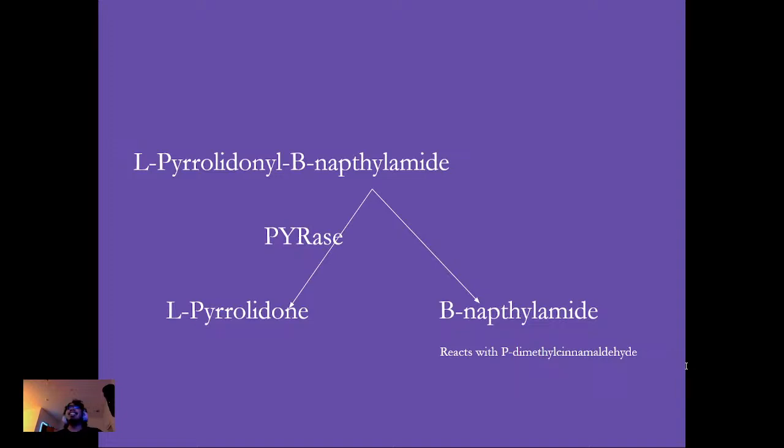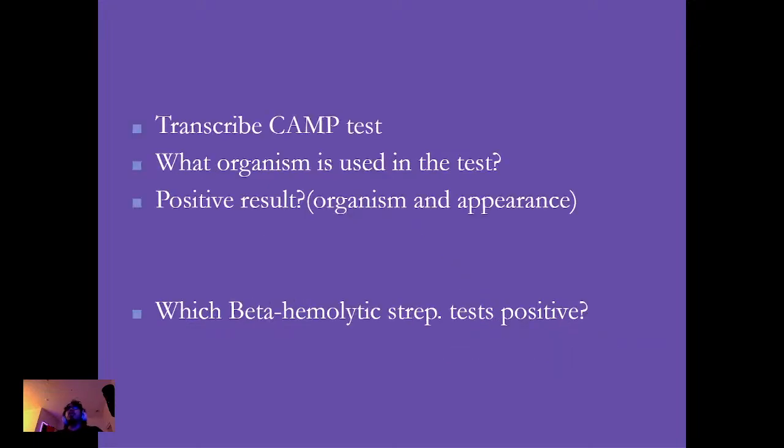Alright, very good. So yung L-pyrrolidonyl beta-naphthylamide, it will be separated by PYRase and it will have two chemicals, L-pyrrolidone and beta-naphthylamide. Beta-naphthylamide will be reacted with para-dimethylaminocinnamaldehyde to produce a positive color, which is the positive result for the test.